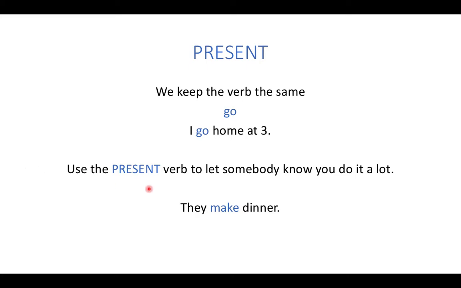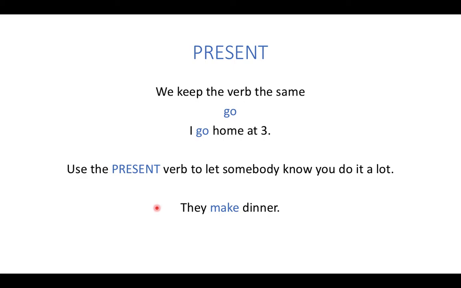So when we use the verb go, to make it present, we just keep it the same and we put it right after the person or the thing that we're talking about. And we don't need to put am or is after it. We just say I go. So the verb, I go home at 3.